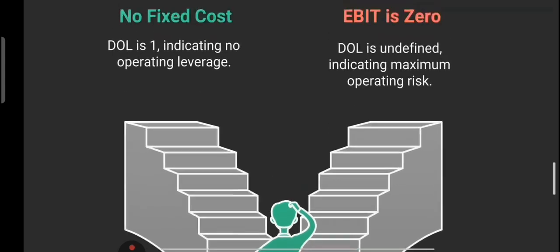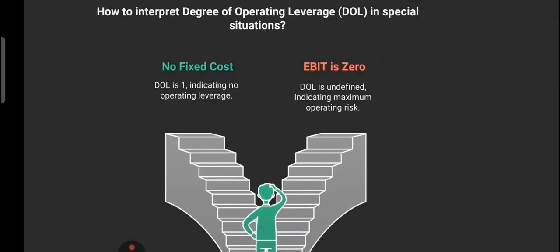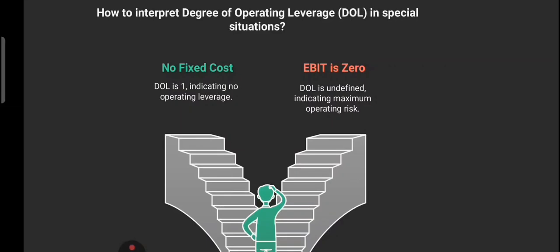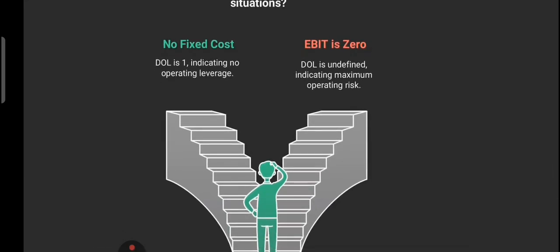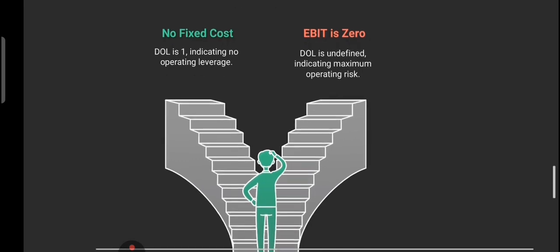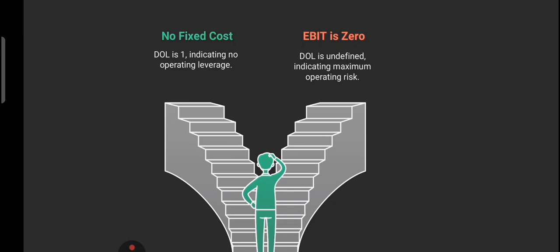So basically what we learned from this discussion is that DOL tells you how much pure profit reacts to the change in sale. But these are two extreme cases. On one side we have no fixed cost where DOL is equal to 1. On the other side we have EBIT equal to 0 where DOL is undefined. The message is clear. No fixed cost, you are stable. No EBIT, you are in danger. That's it.